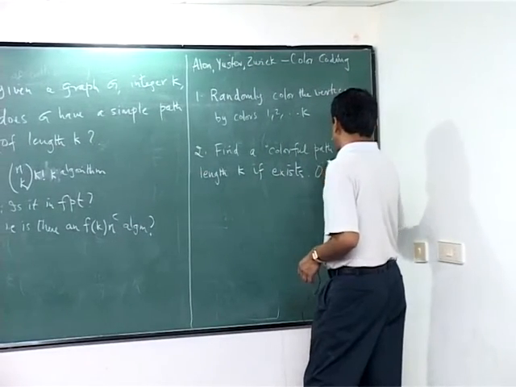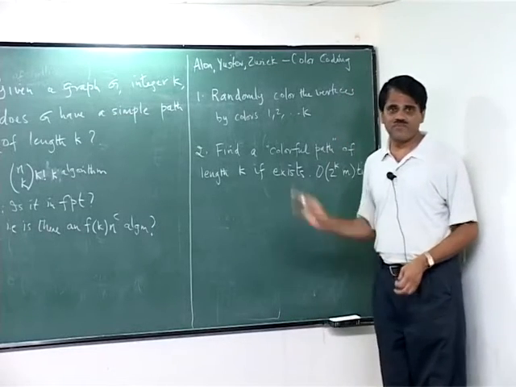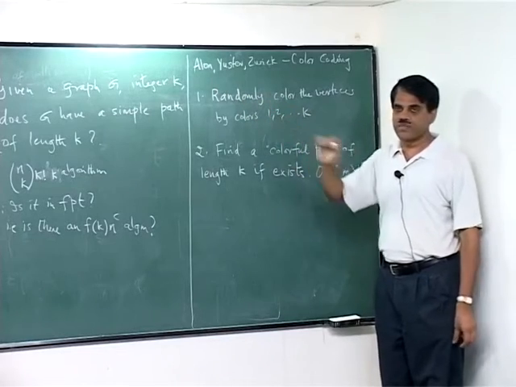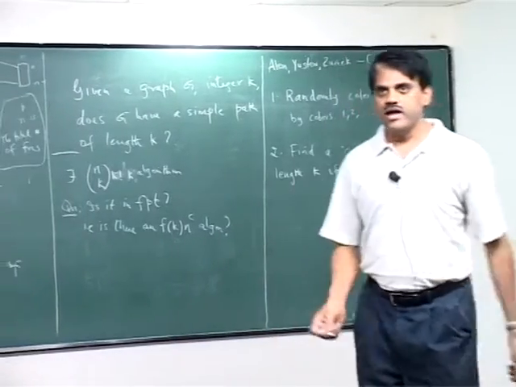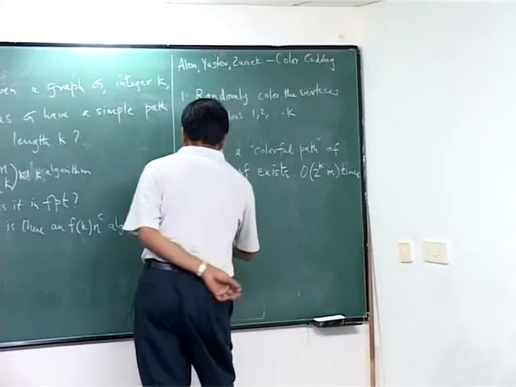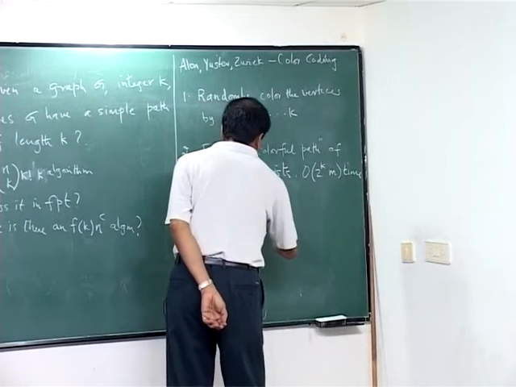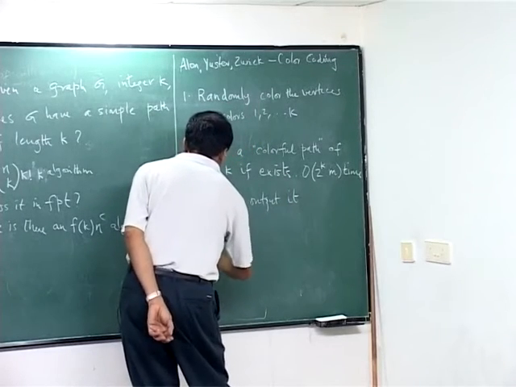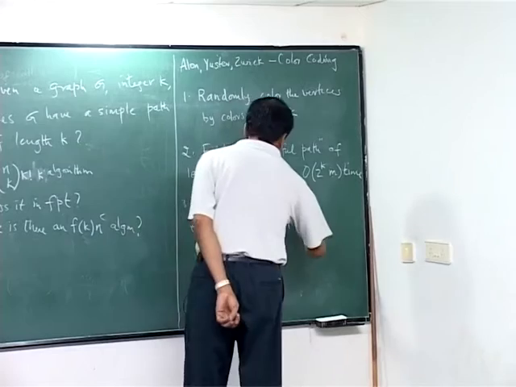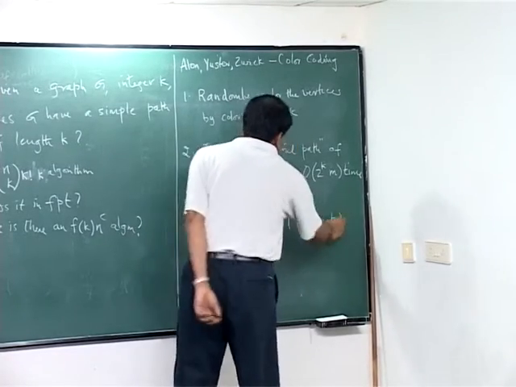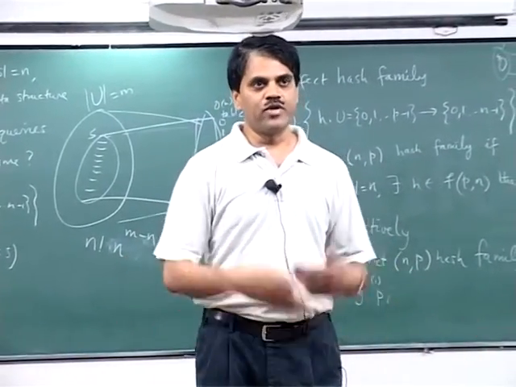That is in order 2 power k times m; we will branch off and look at this algorithm separately. So if I found such a path, I am done, right? You want a simple path of length k, here it is. If found, output it. Else, that is, if I don't find a colorful path, go back, do another random coloring of the vertices, and find a colorful path. Keep doing this.